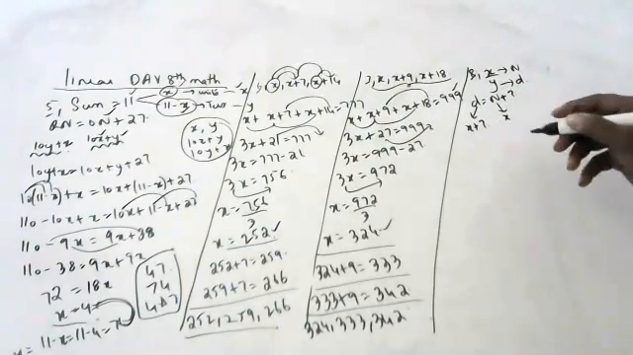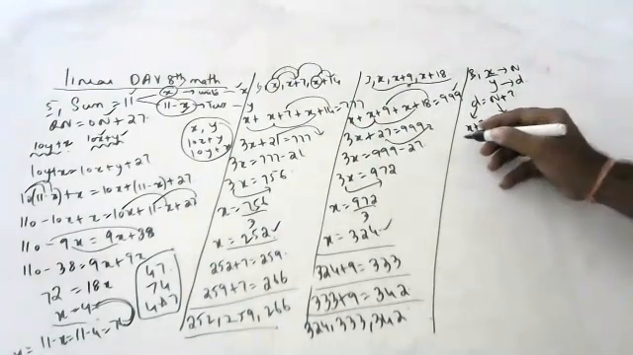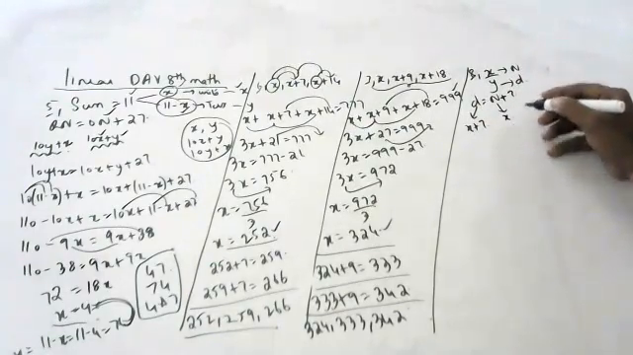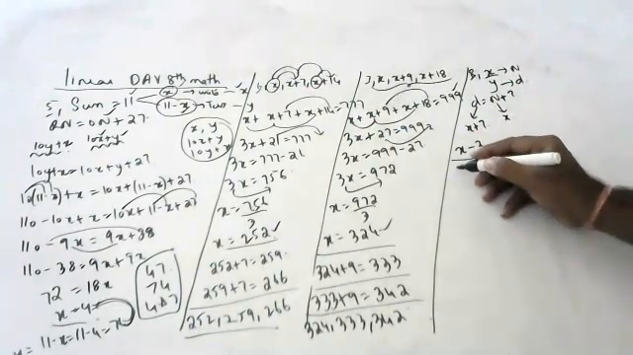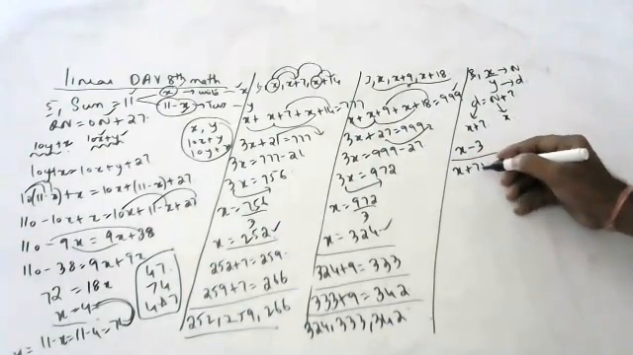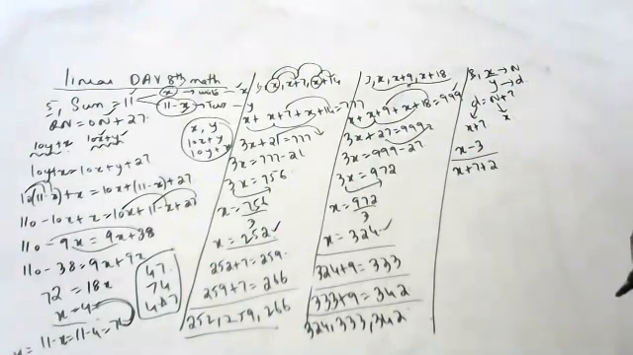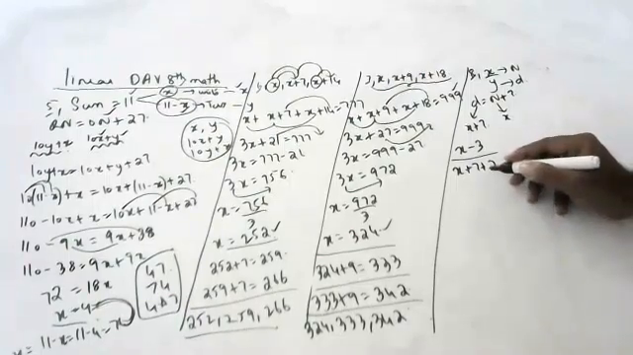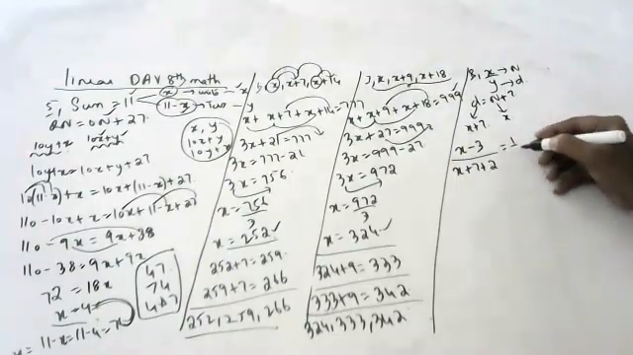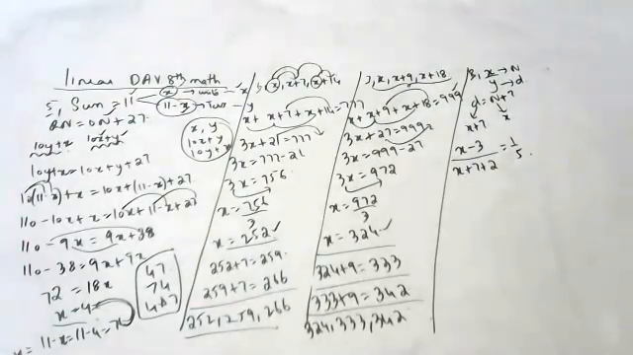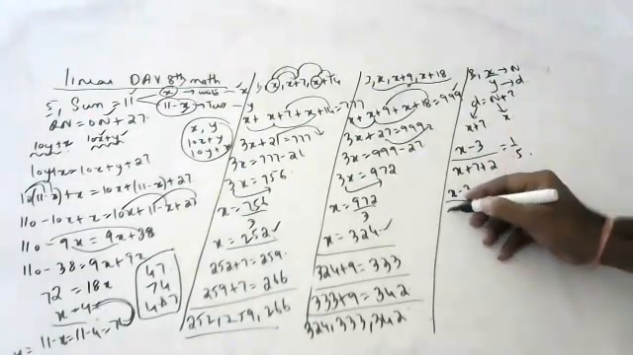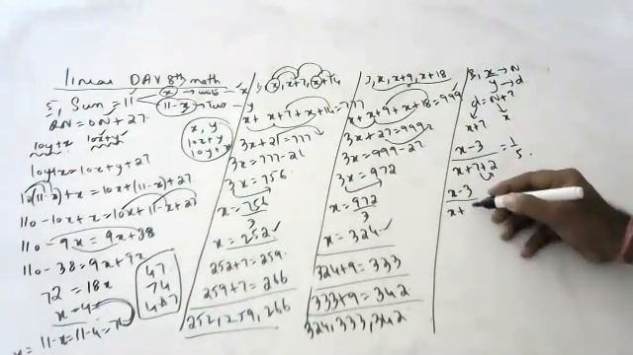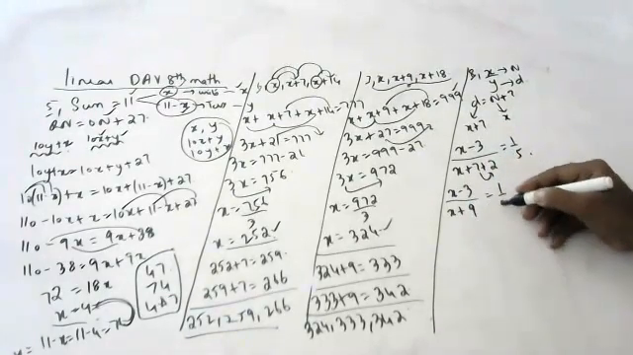If 3 is subtracted from the numerator and 2 is added to the denominator, the fraction becomes 1 by 5. Sujit, can you simplify? x minus 3 by x plus 9 is equal to 1 by 5.